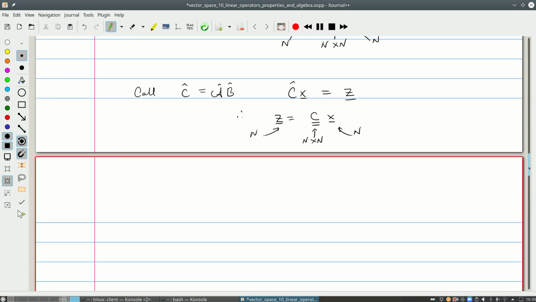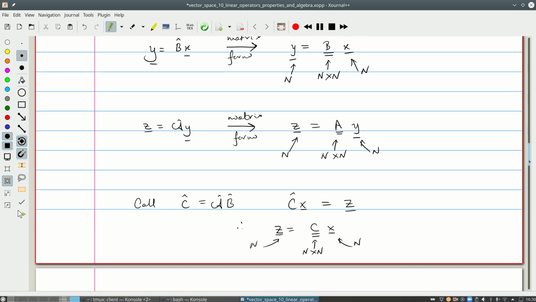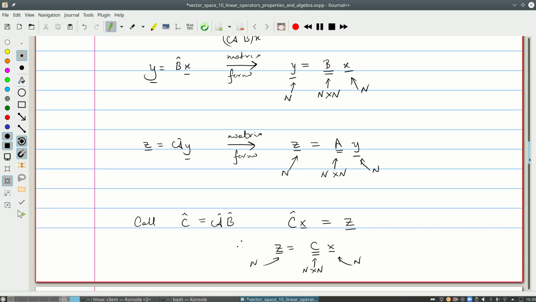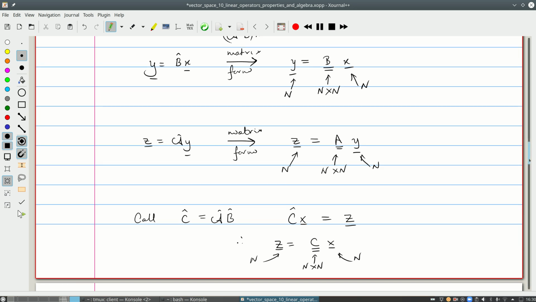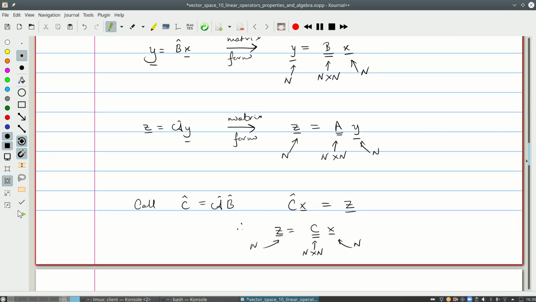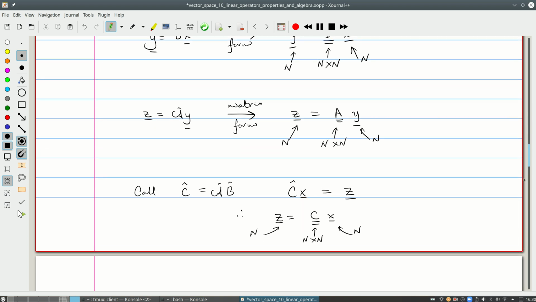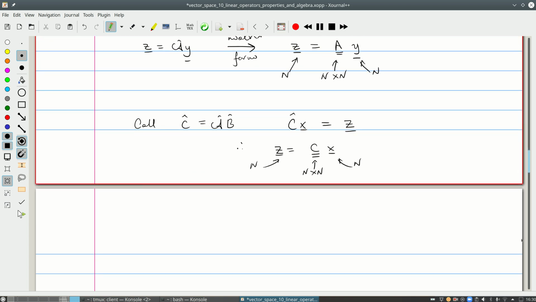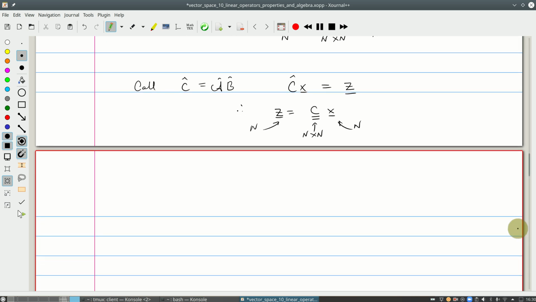Alright, we now know the dimensions of all our matrices, the dimensions of A, B, and C. C is, remember, the matrix of A times B. They're all n by n, and they're n by n because we have assumed that the dimensions of the spaces don't change after these operations. We now need one more thing. We need to write down the basic equations for the operators acting on the basis vectors.